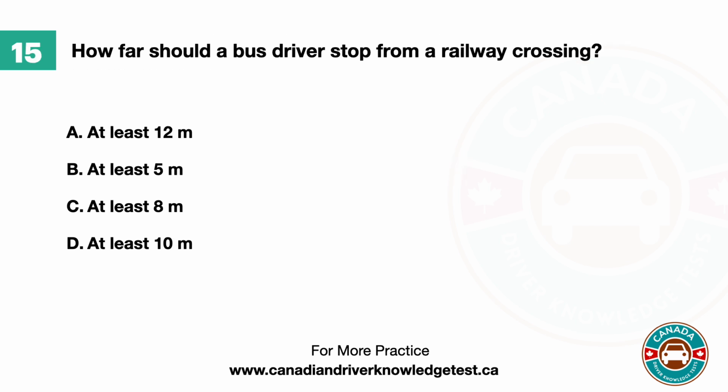Question 15. How far should a bus driver stop from a railway crossing? A. At least 12 m. B. At least 5 m. C. At least 8 m. D. At least 10 m. The answer is B. At least 5 m.